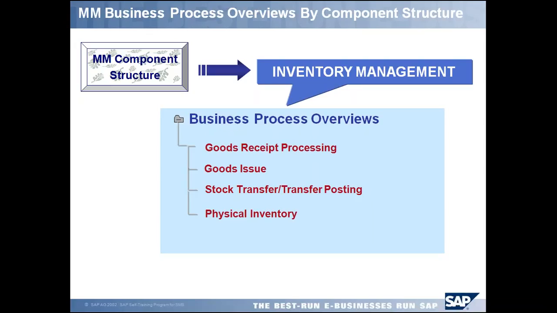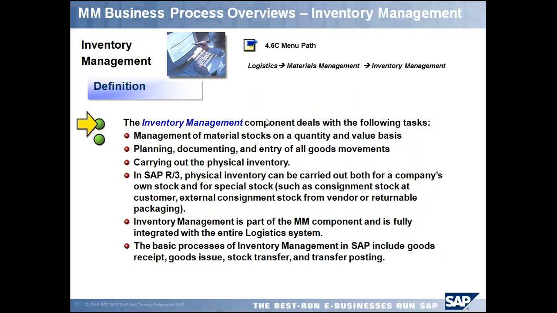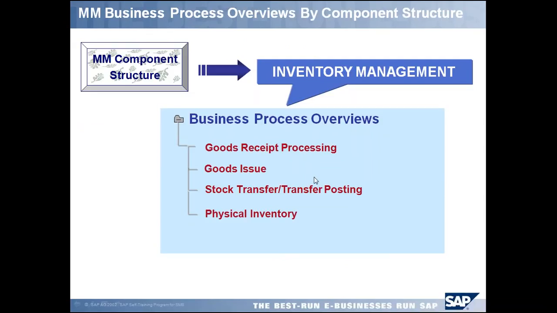Inventory management. There are four major business processes. These four: goods receipt processing, goods issue, stock transfer, transfer posting, and physical inventory. These are the things we are going to learn.